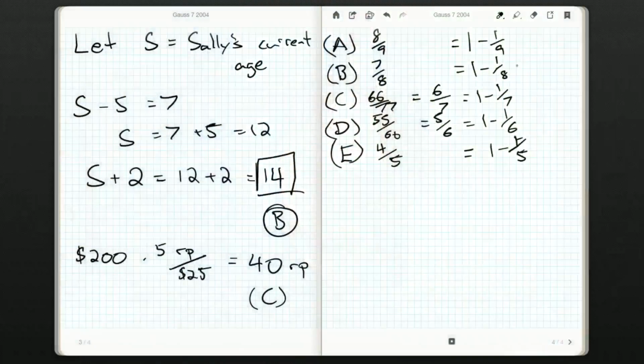And the smallest fraction here, 1/5 is bigger than 1/6, is bigger than 1/7. The 1/9 here at the top is the smallest one. So the smallest amount is being taken away from 1. So this is going to be the biggest fraction, the fraction with the largest value. And so my answer will be A, 8 over 9.